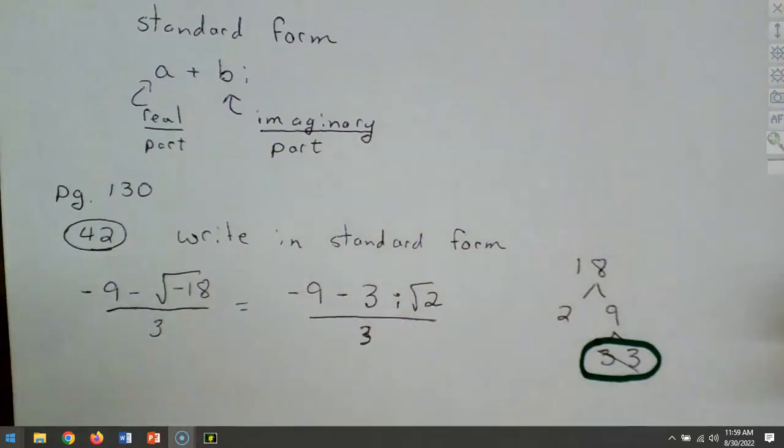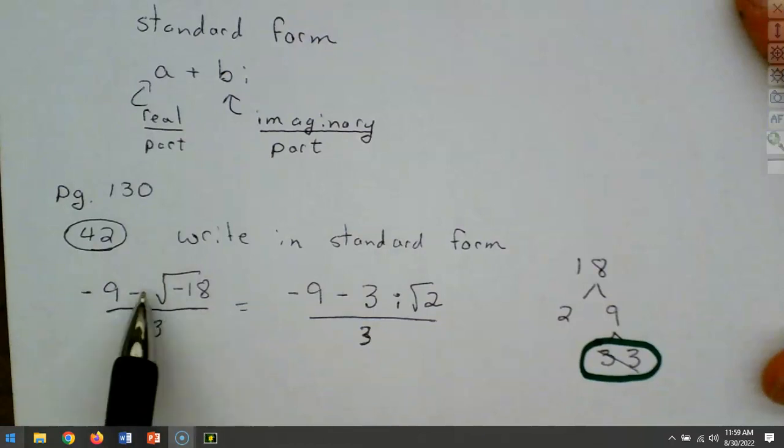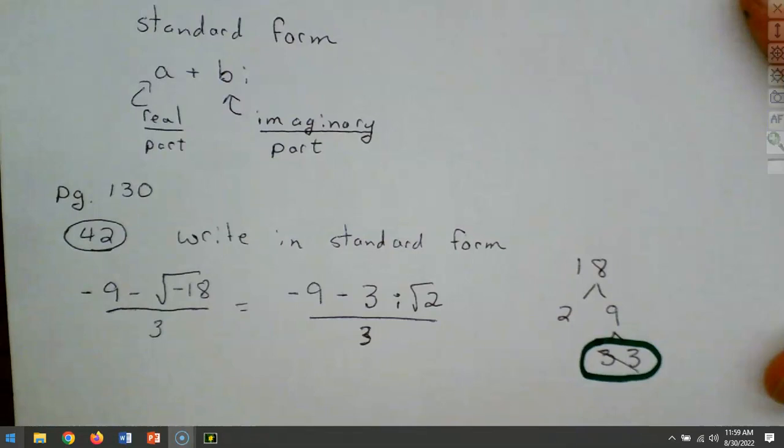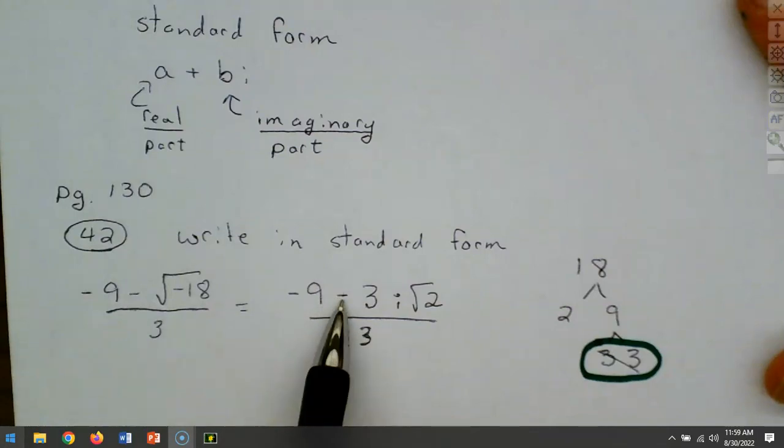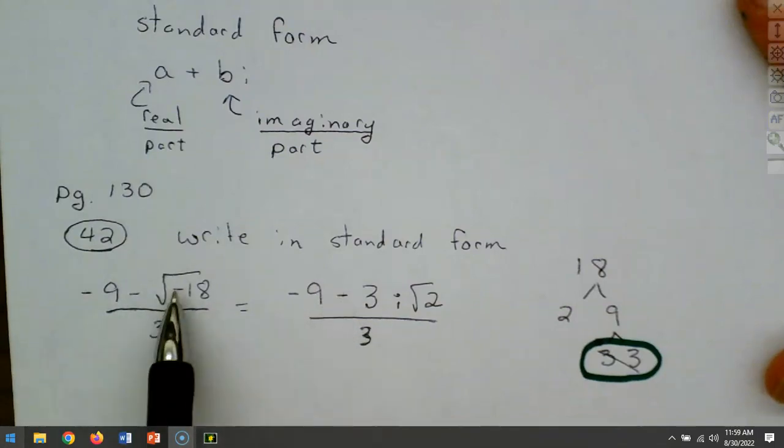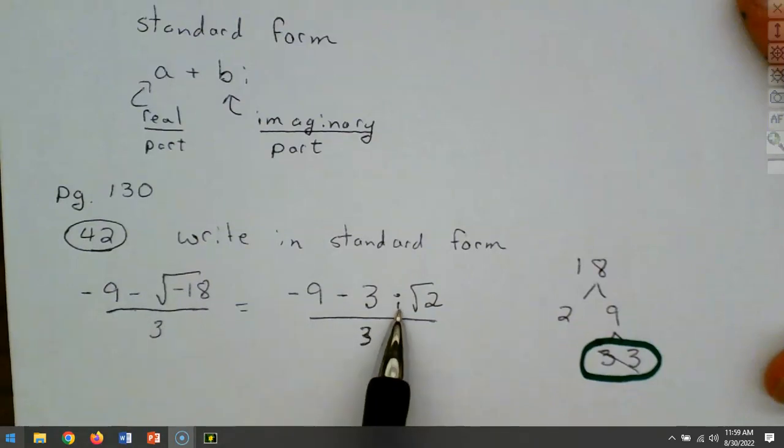So let's take a moment to talk about where the I came from and where the negative in front of the 3 came from. First off, I cannot cancel the double negatives here. Why not? Because that's multiplication, and we have to do our roots first. So this negative just comes along out in front. Because it was negative underneath the root, the I came out with it.